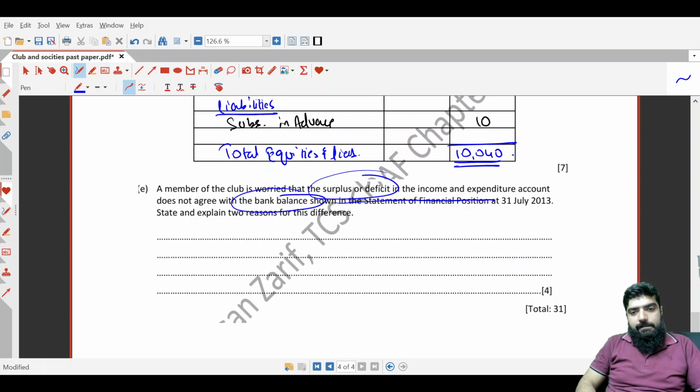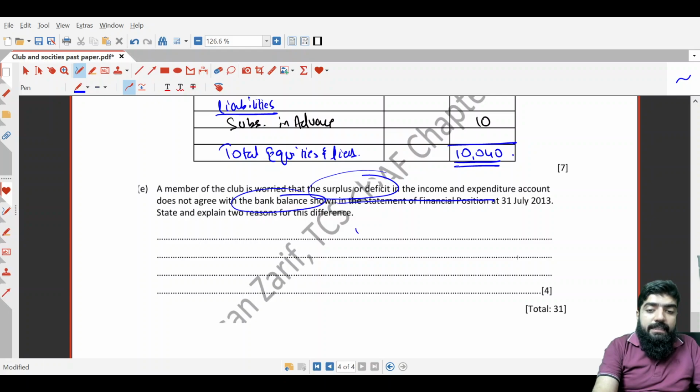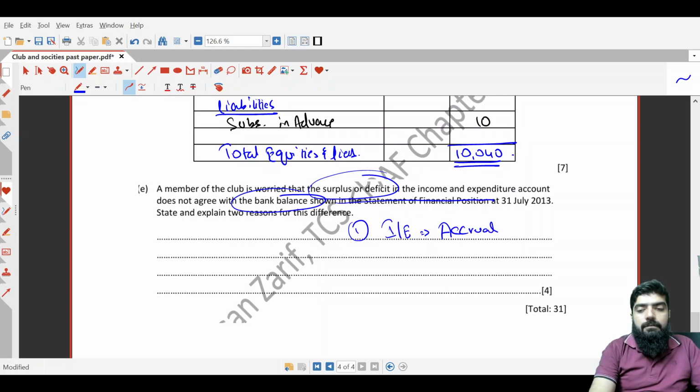Can you give me the answer? The first reason is that the income and expenditure account is prepared using what? Accrual concepts. And the cash book, that is the cash or the bank balance, is being carried out and prepared using what?